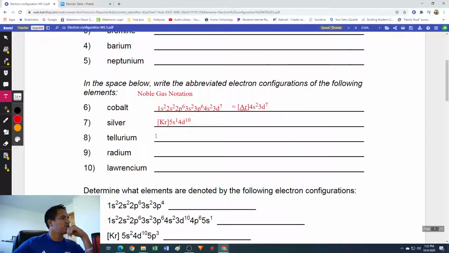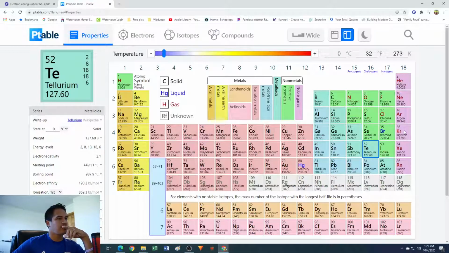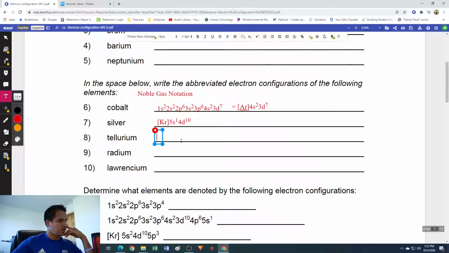Okay, all right, let's take a look at tellurium, number 8. It's taking me a second to find it, because it's not one you should commonly see. Okay, so here's tellurium over here. The first noble gas that comes before tellurium is krypton, so Kr. So again, just like silver was, hit brackets, Kr.